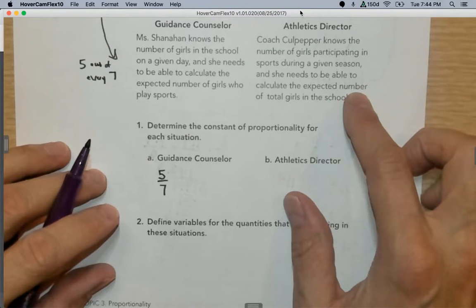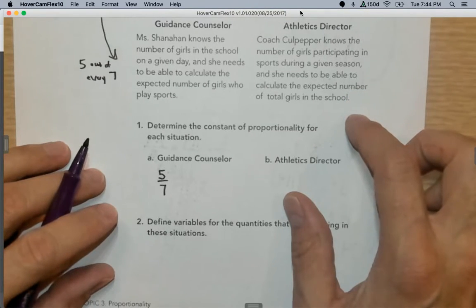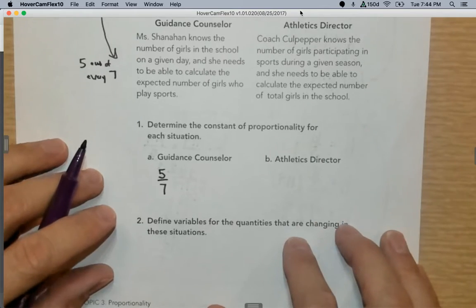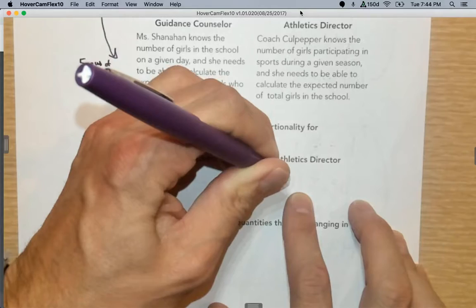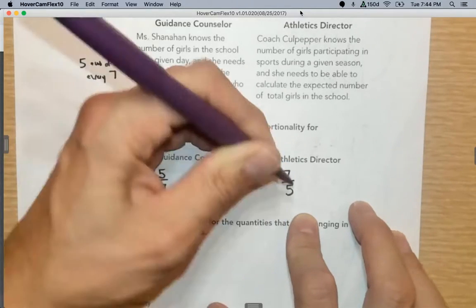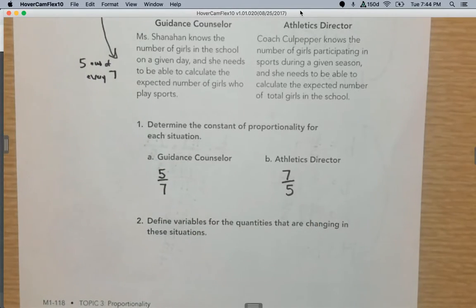The athletics director, Coach Culpepper, knows the number of girls participating in sports during a given season, and she needs to be able to calculate the expected number of total girls in the school. So she'll know the sports people, and so she'll need to multiply that by 7/5 to get all of the girls at the school.